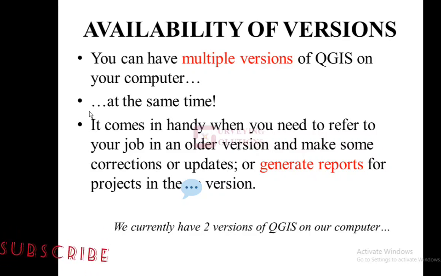Availability of versions. Just like we said here, we have two versions of QGIS on our computer right now. We were on a project and then we needed a more recent version. So we just went to download that version without uninstalling the previous version we had on our system. So you can always go back to your older versions, perhaps to get something from it, whatever you want to get from it, and still come back to the recent version.